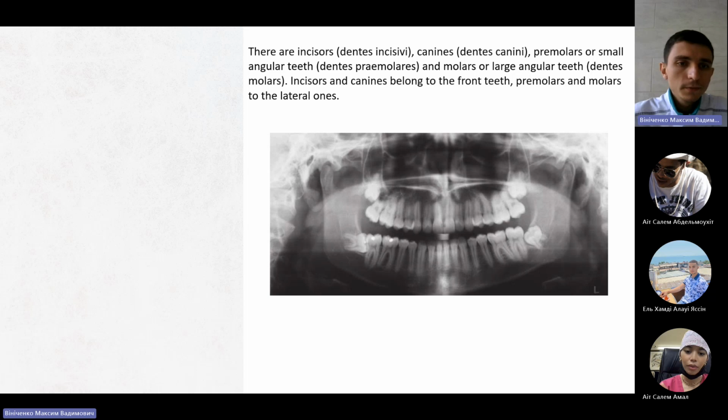Lateral groups: there is a first premolar, second premolar, first molar, second molar, and the third molar. So you can see the direction of this molar. Because of this direction, this molar needs to be extracted.